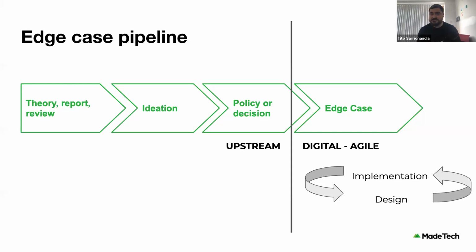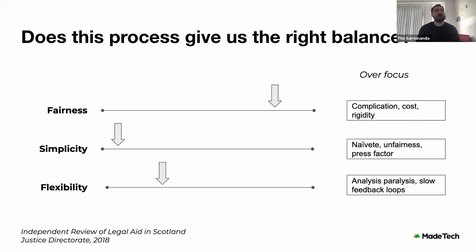And this is what I'd call a legacy decision-making process. And this is the result. So I think that reading that report, it sounds like there's an over-focus on fairness at the expense of the other two factors they mentioned, which are simplicity and flexibility, which leads to complication, cost, and rigidity. Strongly recommend checking out this document. It's the Independent Review of Legal Aid in Scotland from 2018.